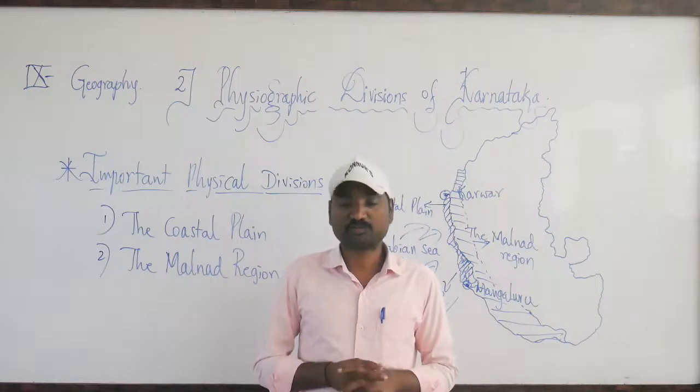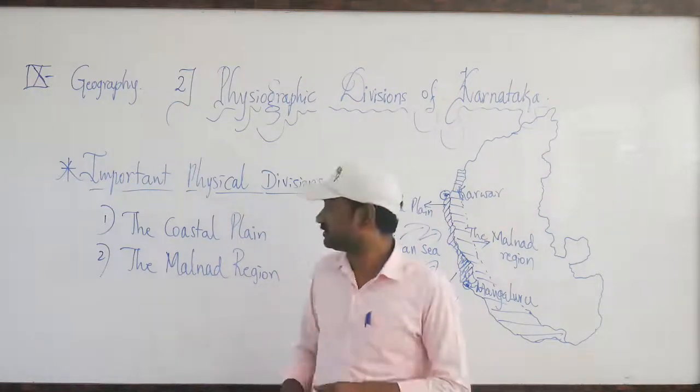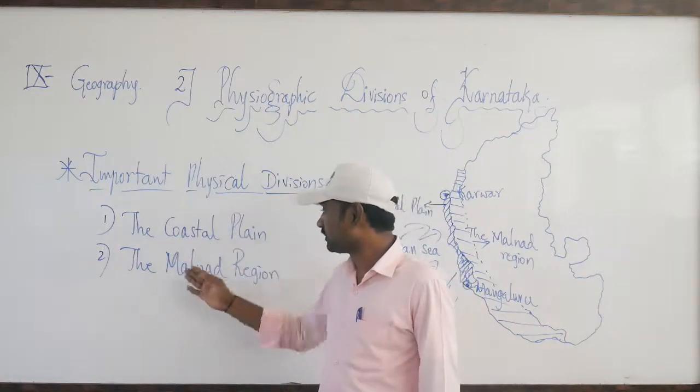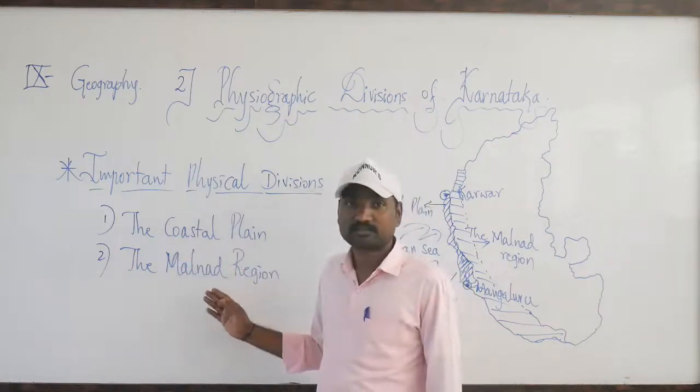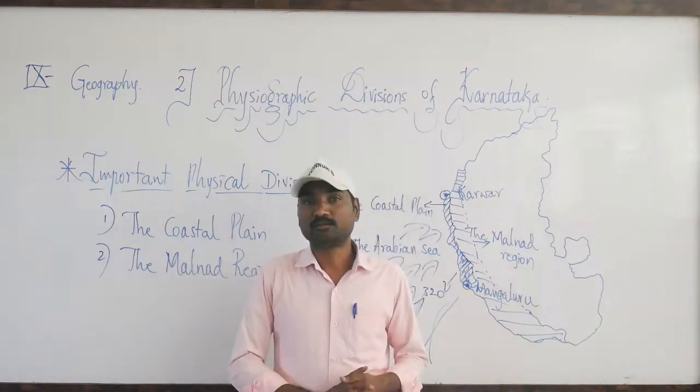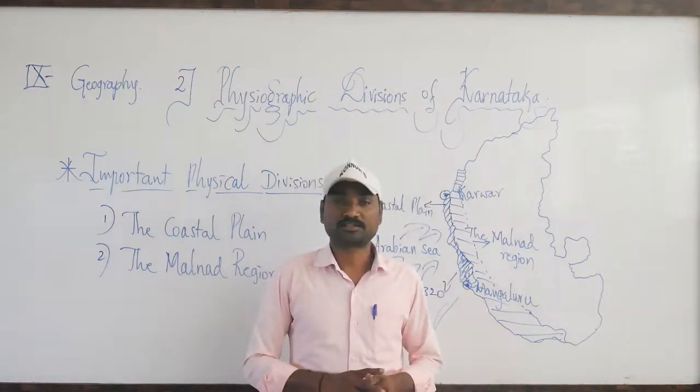This is what we have discussed today, the important physical divisions. The coastal plain and the Malnad region are the two, and the other one, the Maidan region, will be continued in the next episode.